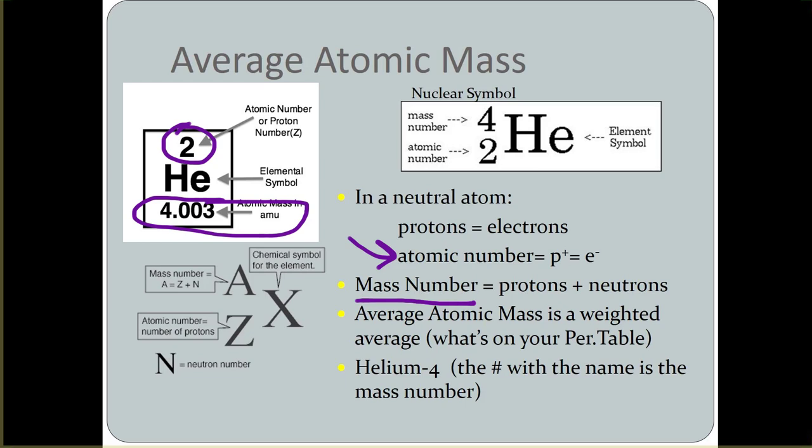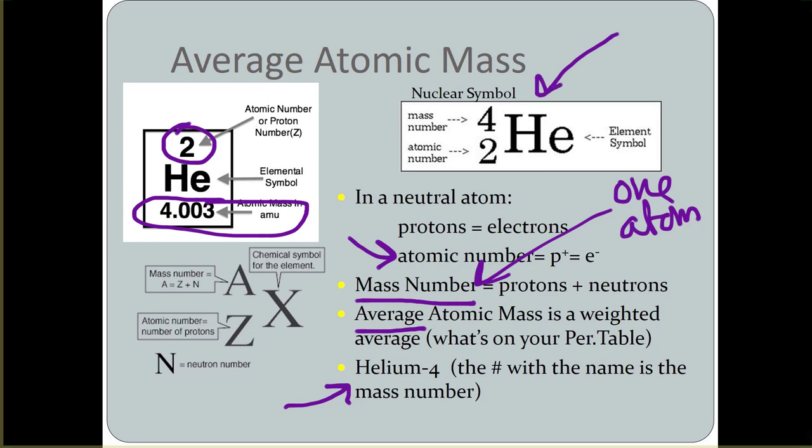Again, if I have one atom, then I use the mass number. But if I'm using all of the atoms in that sample, then I'm going to use this average. And again, the average is represented on your periodic table. If you ever see something written like this, helium-4, that means we have a single atom of helium that happens to have a mass of 4. Also, if you see the nuclear symbol like this, it is representing just a single atom. So it's telling us the single atom has a mass of 4 and it has 2 protons. That's the atomic number.